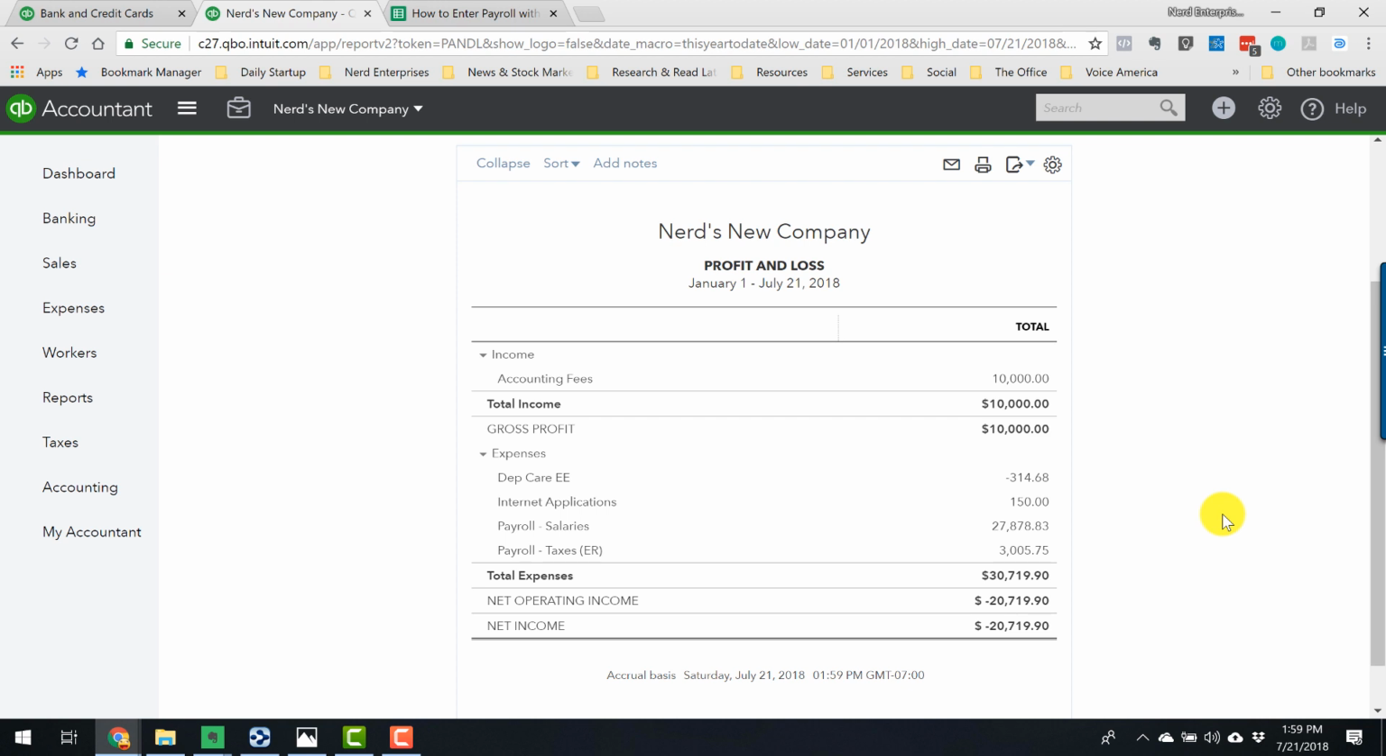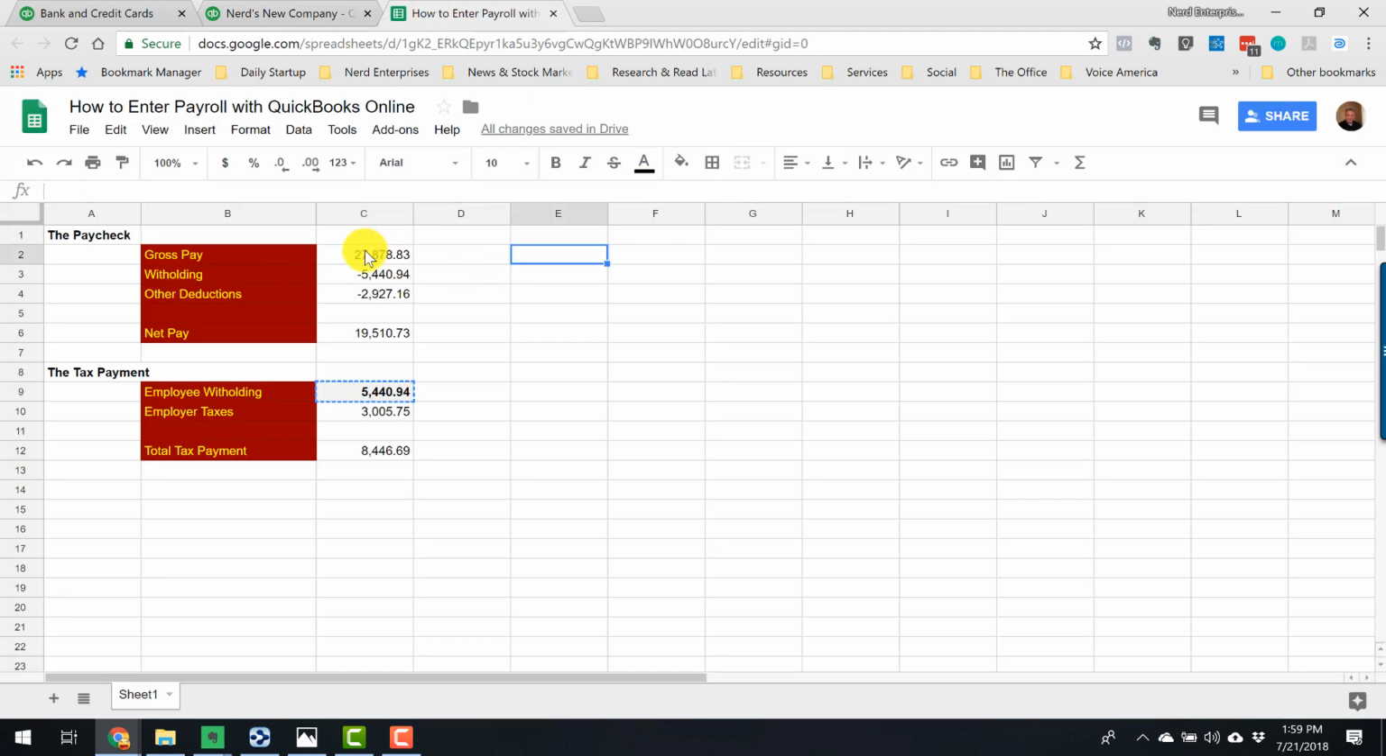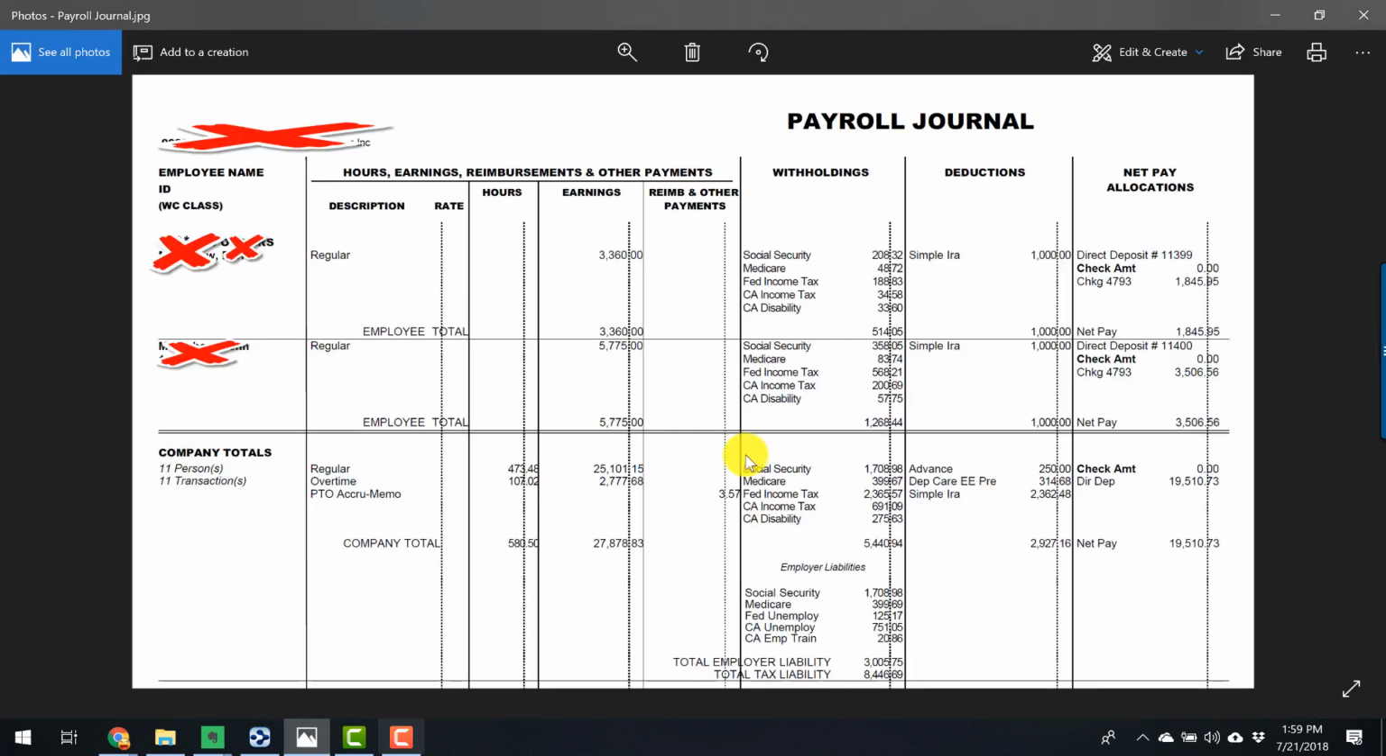So one more thing we want to talk about that I promised you. We want to talk about the detailed method. So in the detailed method, I'm going to go back to my template. The only difference is these amounts, the gross pay, the withholdings, the other deductions, are going to be recorded through separate individual paychecks. So we're going to want to record each and every paycheck.